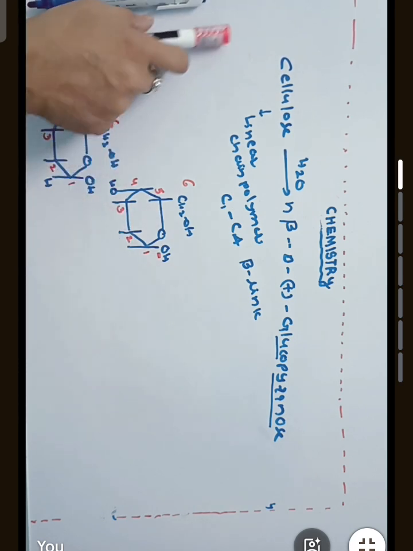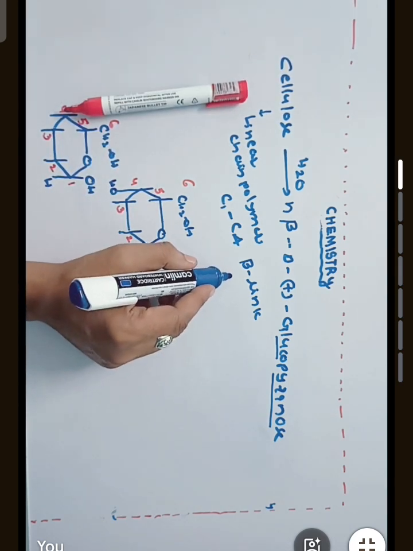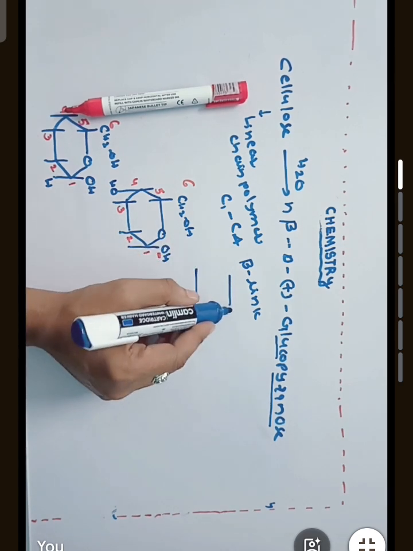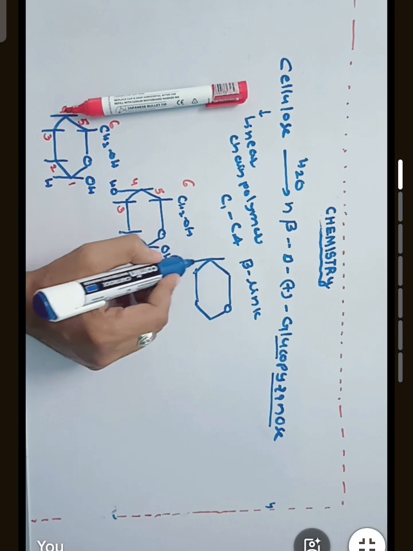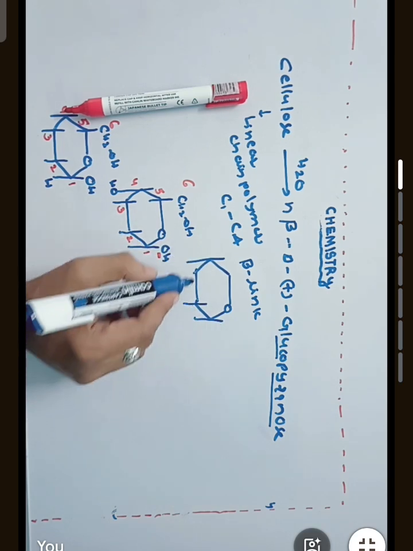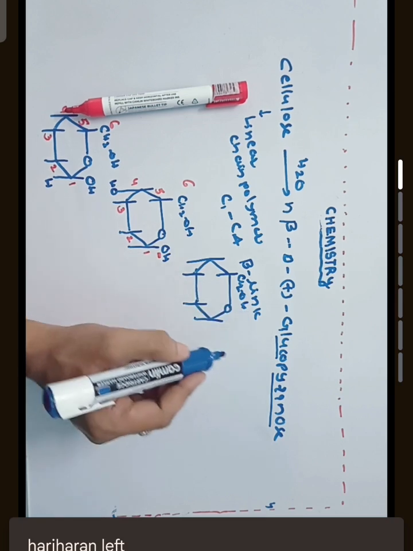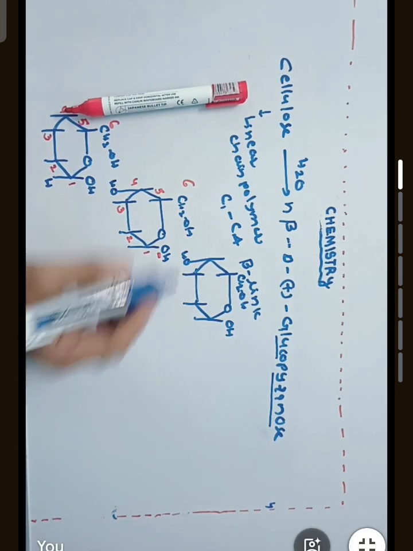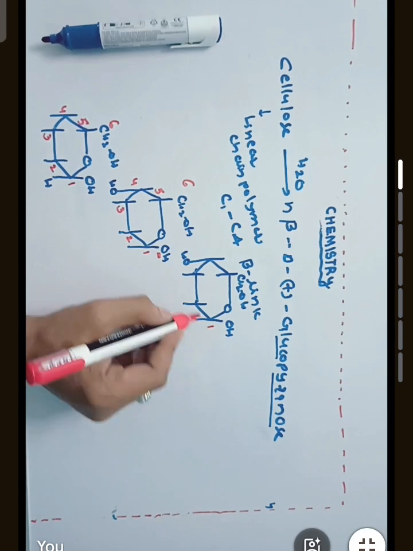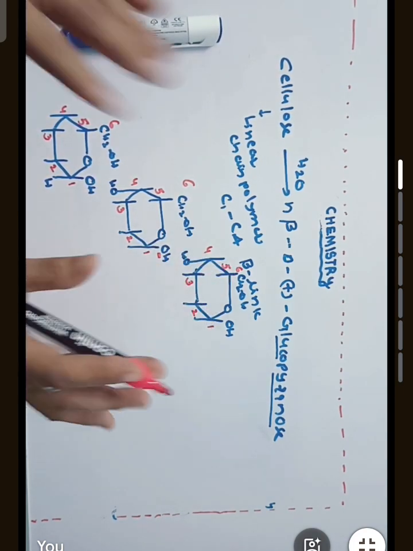Now take one more monomer of beta D glucopyranose. First carbon, second, third, fourth and fifth carbons, and CH2OH. Up to that is enough. So here is the OH group. The numbering is 1, 2, 3, 4, 5, 6. According to the structure we can do that here.